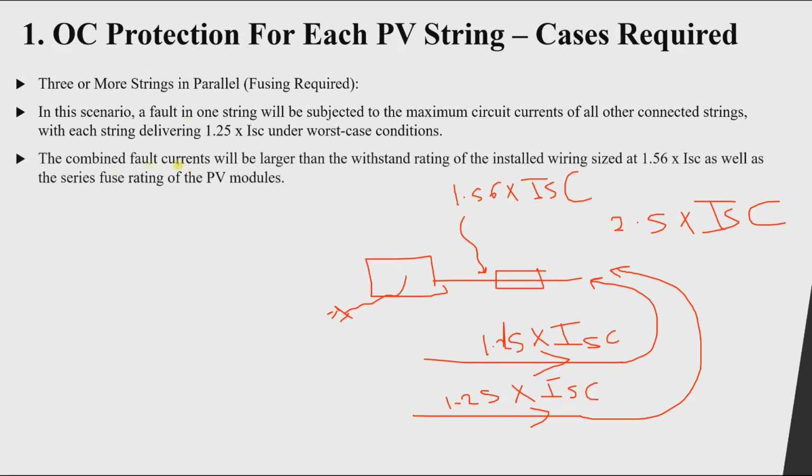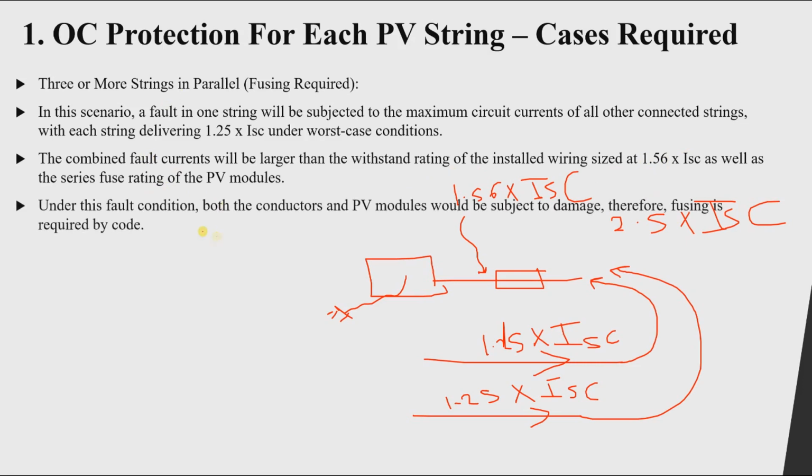So you can see the combined current here is higher than the size, which is 1.56, as well as, of course, the series fuse rating of the PV modules. Under this fault condition, the conductor and the PV modules will be subjected to damage. For example, let's say these two currents are 16 amperes, and this one has a maximum fuse rating of 15 amperes. In this case, the modules will be damaged or burned. That's why we need a fuse to protect both the modules and the cables.